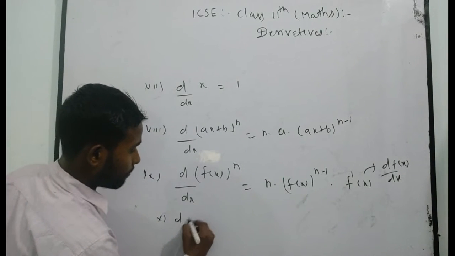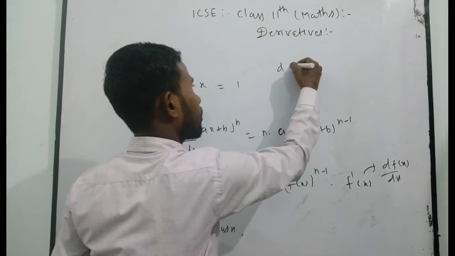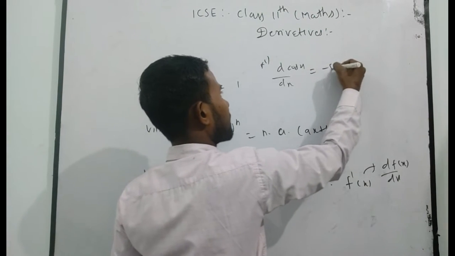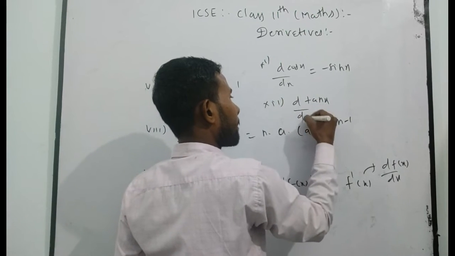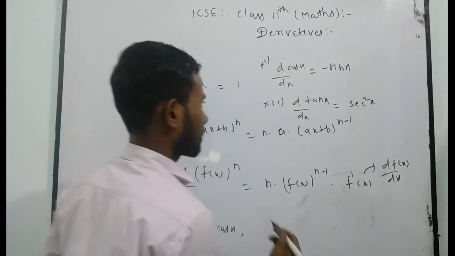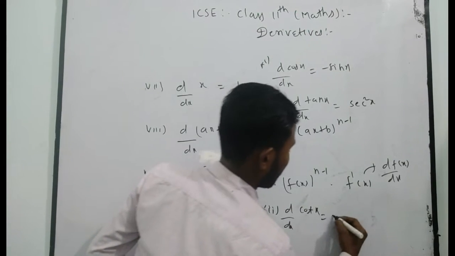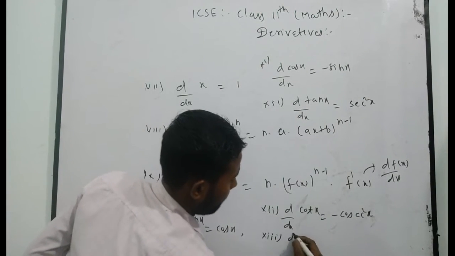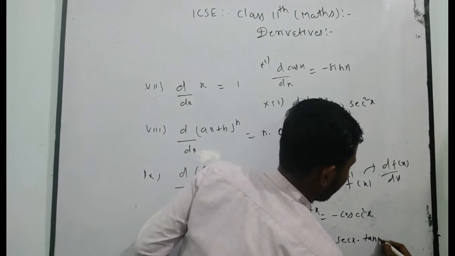Next property: the derivative of sin x with respect to x is equal to cos x. The derivative of cos x with respect to x is equal to what? This will be the 11th: minus sin x. The derivative of tan x with respect to x will be sec square x. The 12th: the derivative of cot x with respect to x is equal to minus cosec square x. The derivative of sec x with respect to x will be sec x into tan x.